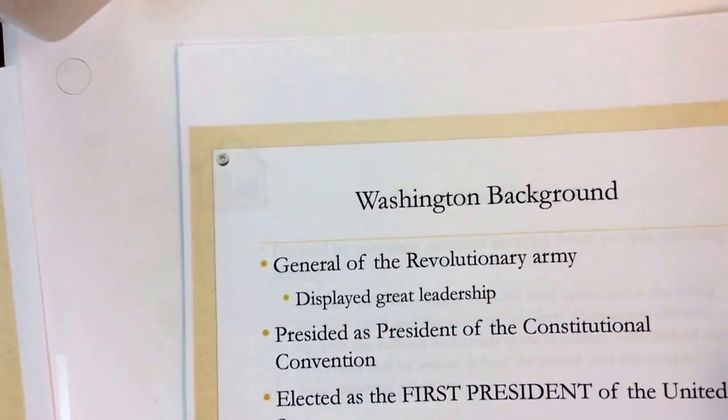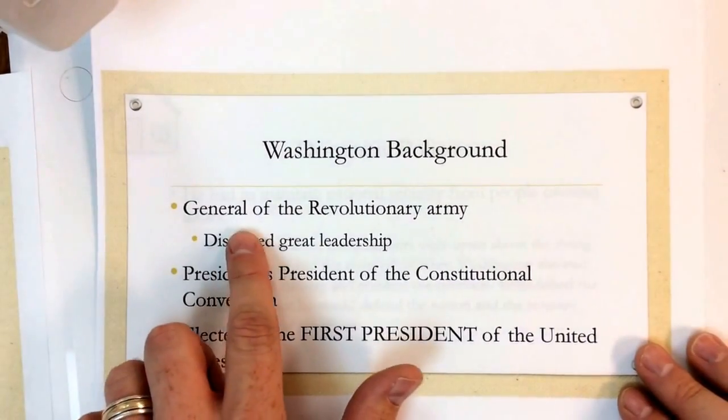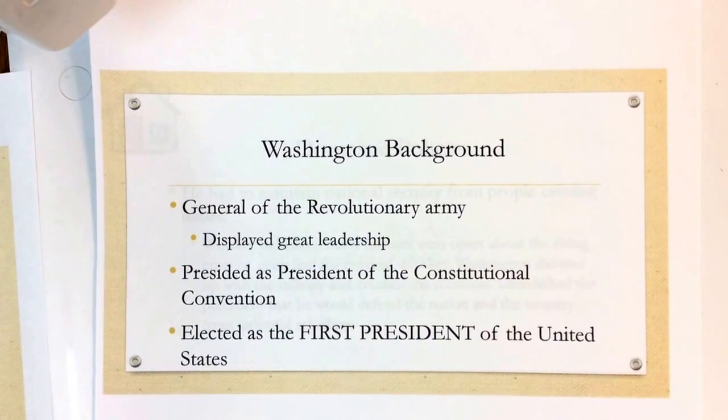So the first thing that we have is just a little bit about George Washington's background. Now, we know that he was the general of the Revolutionary Army. He was the commander-in-chief and led them through victory over the British. He displayed great leadership during this time. He united the country even though they were very upset about the war.